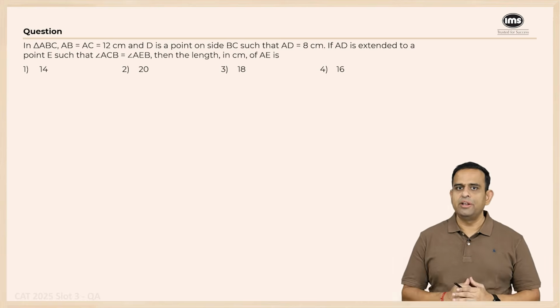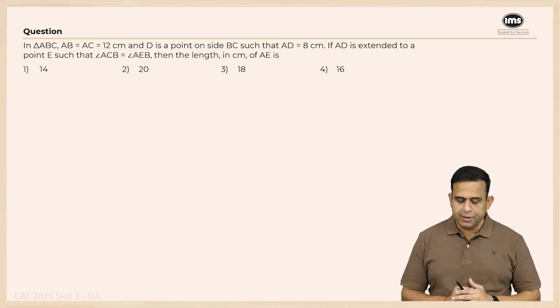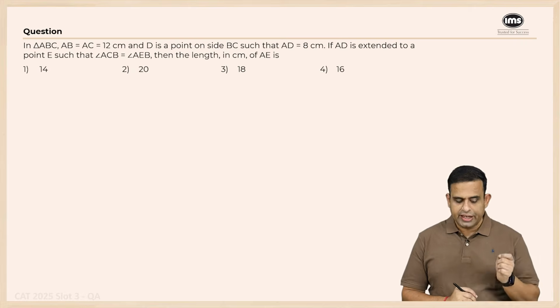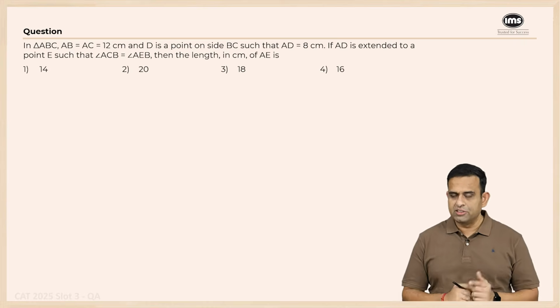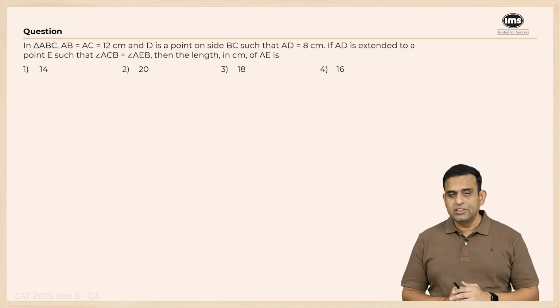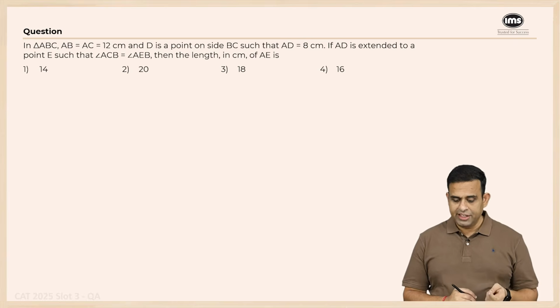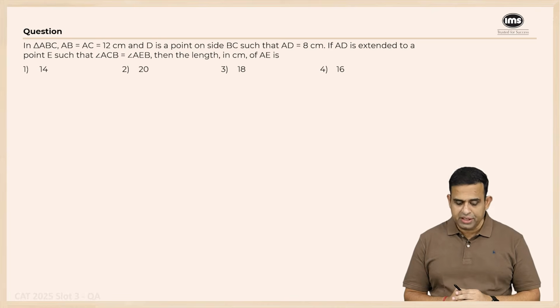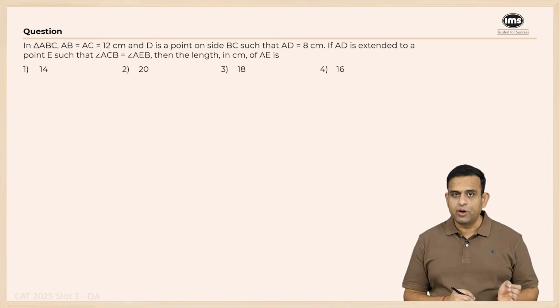The next question basically happens to be on, one can say, geometry, and the sum goes like this. In a triangle ABC, AB equal to AC equals to 12. It simply means the triangle happens to be an isosceles triangle. And D is a point on BC such that the length of AD is equal to 8 centimeter. Then they are saying if AD is extended to a point E such that angle ACB is equal to angle AEB, then find the length in centimeter of AE.